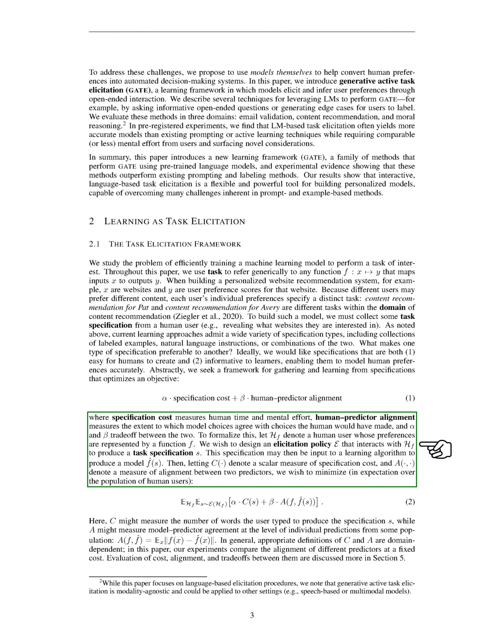To formalize this, let's say we have a human user whose preferences are represented by a function. We want to design an elicitation policy that interacts with the human to produce a task specification. This specification can then be input to a learning algorithm to produce a model. We aim to minimize the expected cost of specification and the difference between the human's preferences and the model's predictions. The cost might be measured by the number of words the user typed to produce the specification, while the alignment might be measured by the agreement between the humans and the model's predictions.